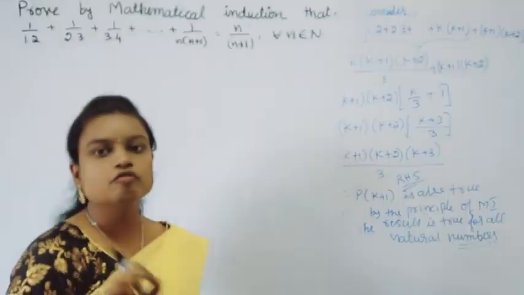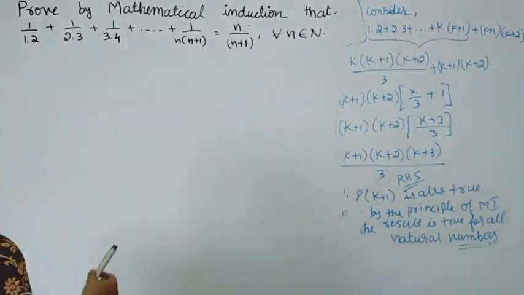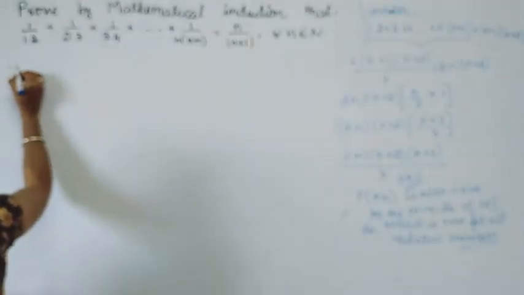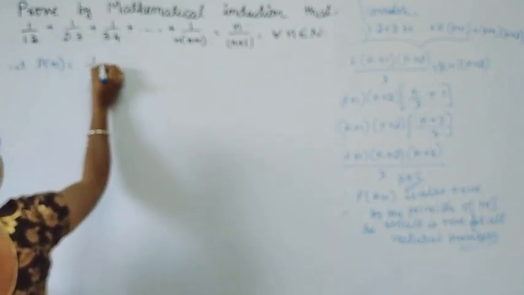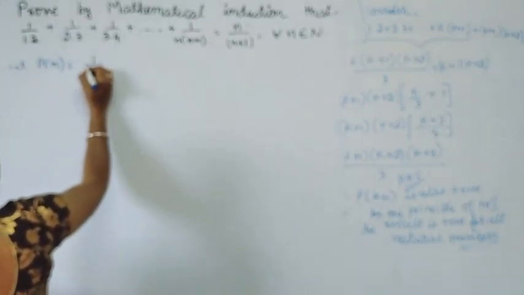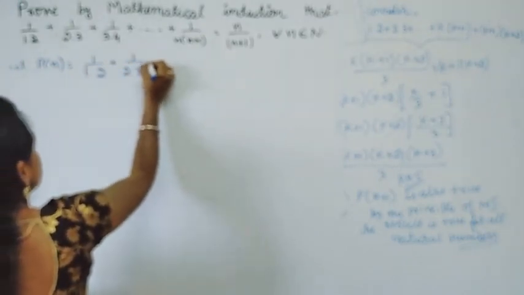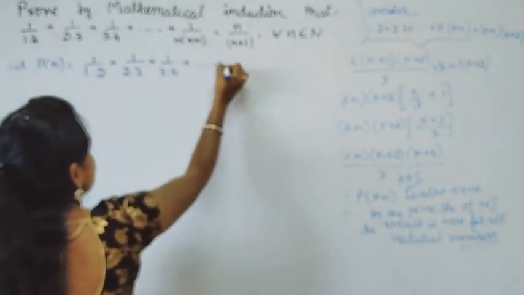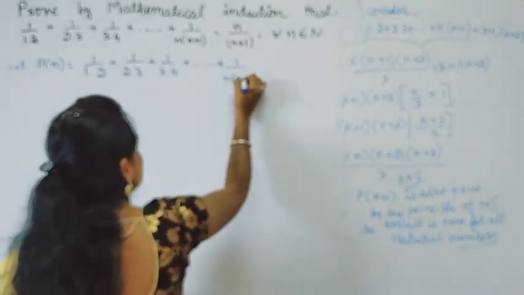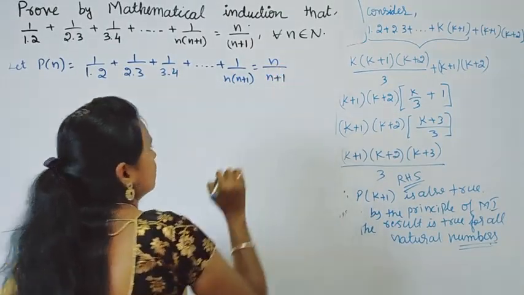Okay, so we have to follow the same procedure. Understand? So what is the first step? Let P of n be the given statement: 1 by 1 into 2 plus 1 by 2 into 3 plus 1 by 3 into 4 plus etc. plus 1 by n into n plus 1, that is equal to n by n plus 1.